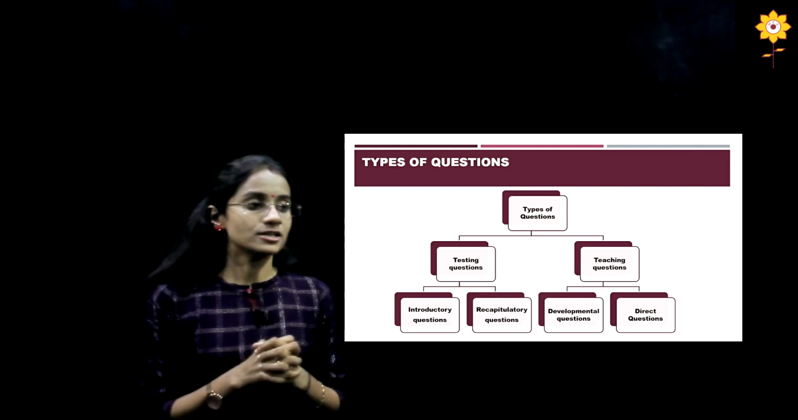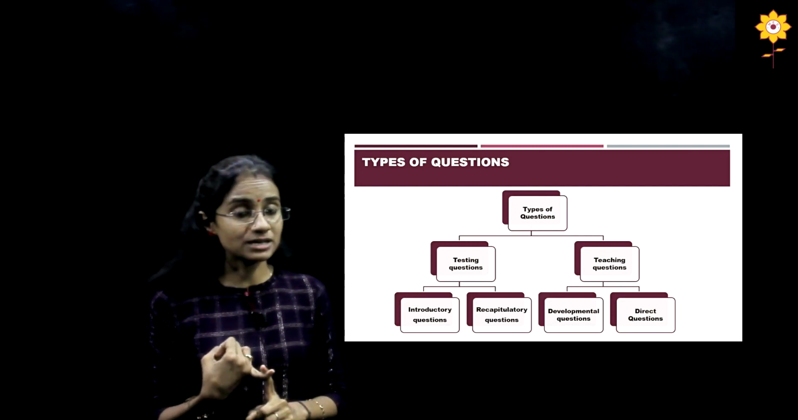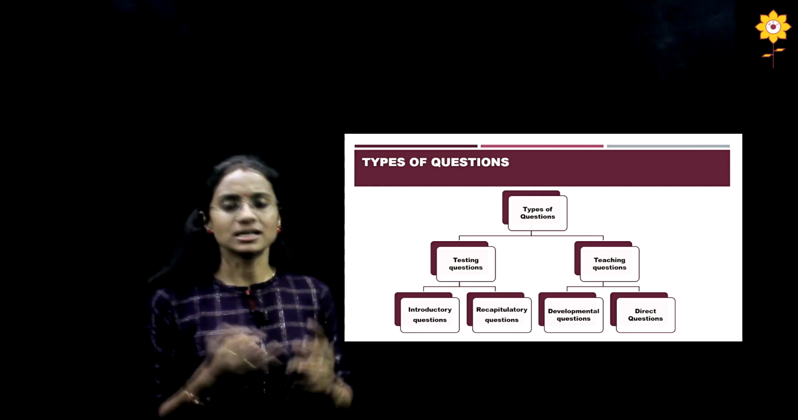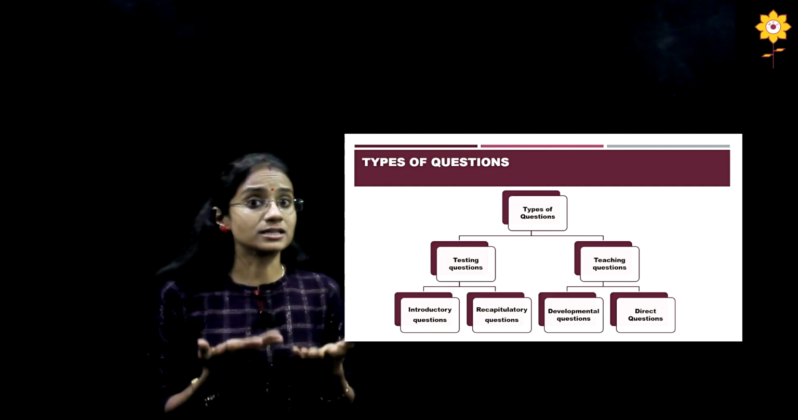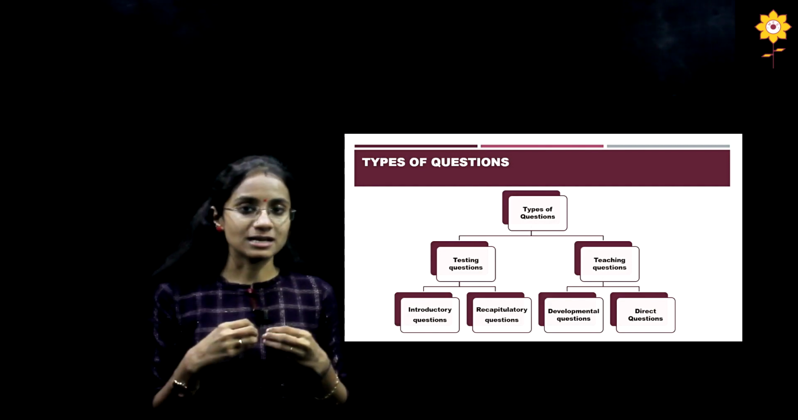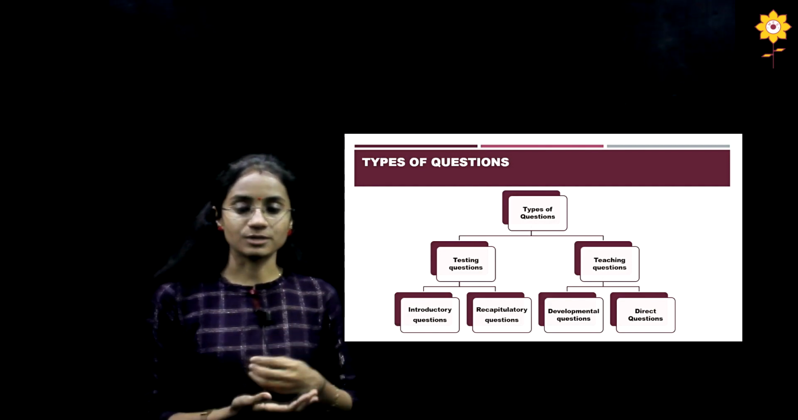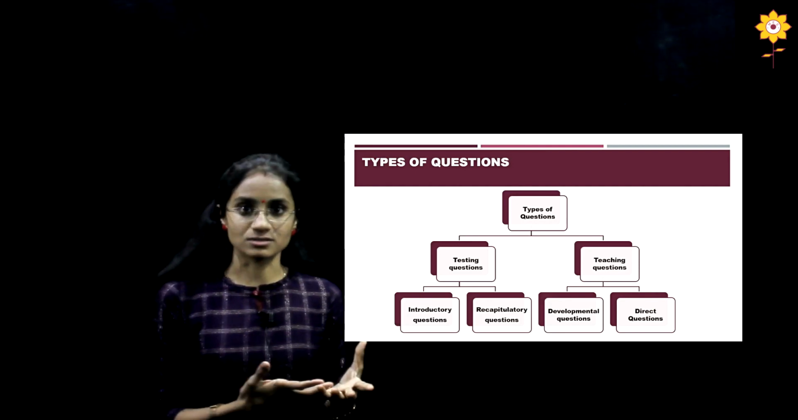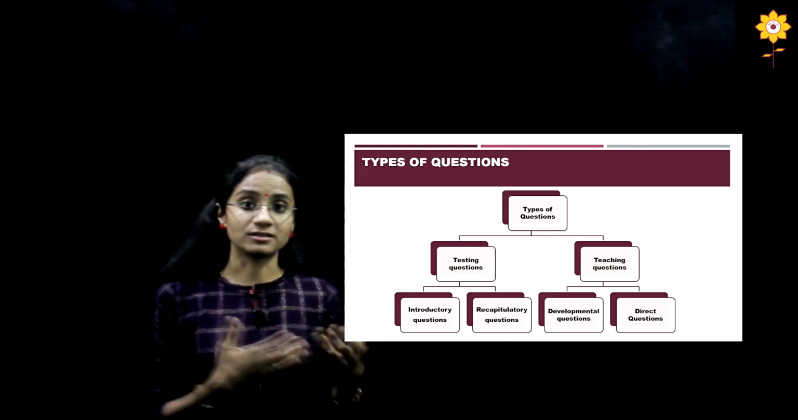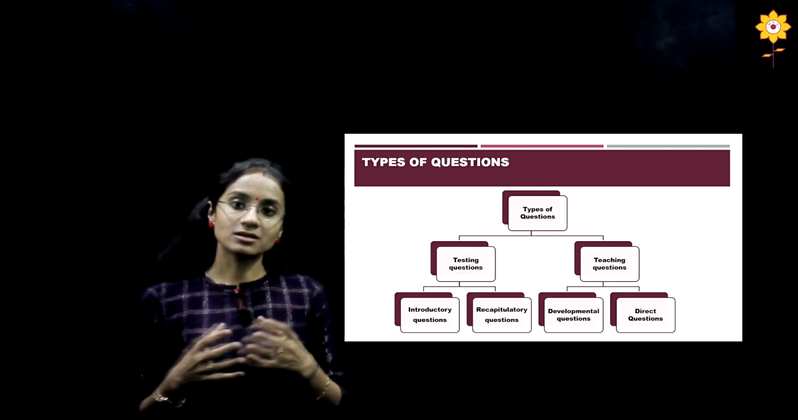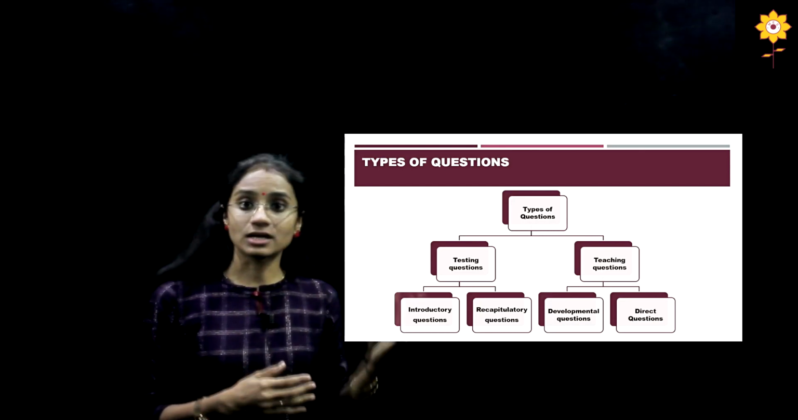Then teaching questions. In teaching questions, there are developmental questions and direct questions. A direct question is when I'm directly asking them a question related to the content that I'm teaching. For example, if I'm teaching photosynthesis and I'm directly asking them, what is photosynthesis? Or if I'm asking them, how do leaves prepare their own food? These are all direct questions related to the content.